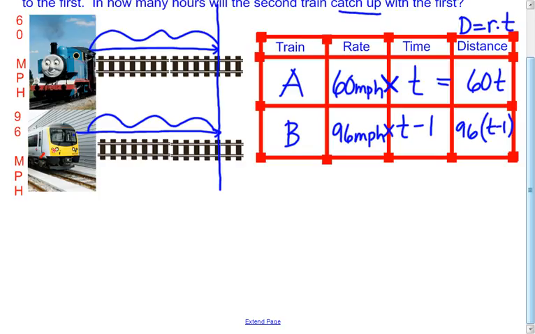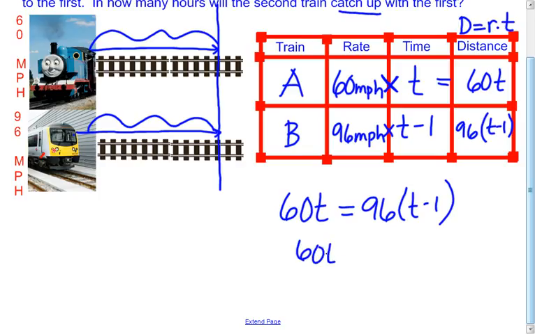So now I can make an equation where train A's distance equals train B's distance. Okay? And now I'm just going to solve for t. So 60t equals, and I distribute the right side, 96t. 96 times negative 1 is negative 96.